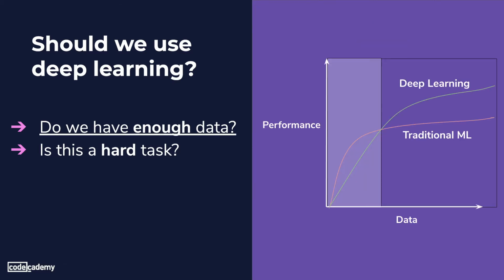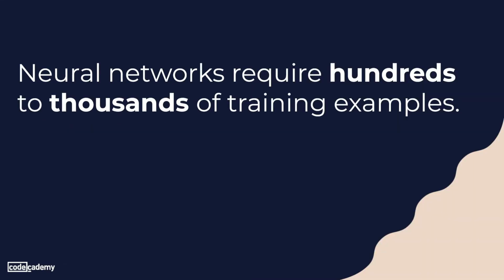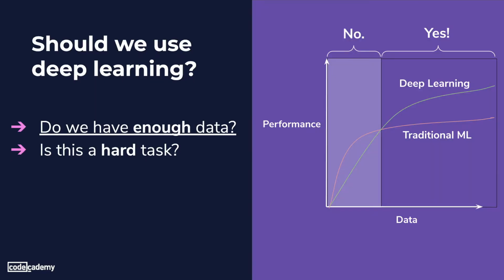Now, to be performant, deep learning approaches require much more data than more conventional machine learning approaches. In fact, neural networks usually require hundreds to even thousands of training examples. So, if we don't actually have very much data for our task, we probably can't leverage deep learning. More conventional approaches will likely beat a neural network, which could overfit to a small dataset.